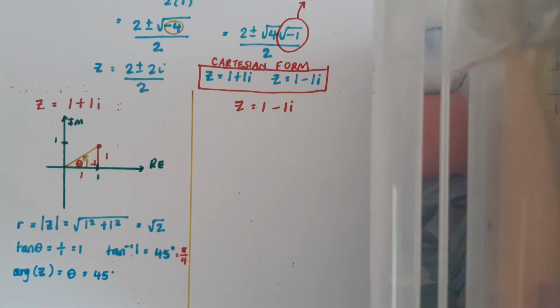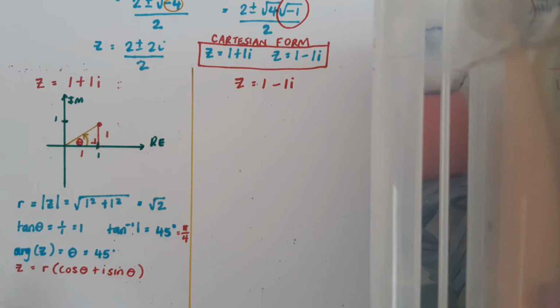And now that I have that information, I can put the modulus and the argument together to make the complex number in polar form. Remember, polar form looks like this: r times cos theta plus i sin theta. So I'll just fill in my r and my theta, and I have root 2 cos 45 plus i sin 45.